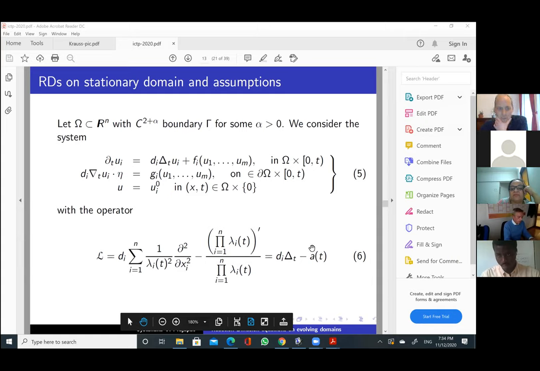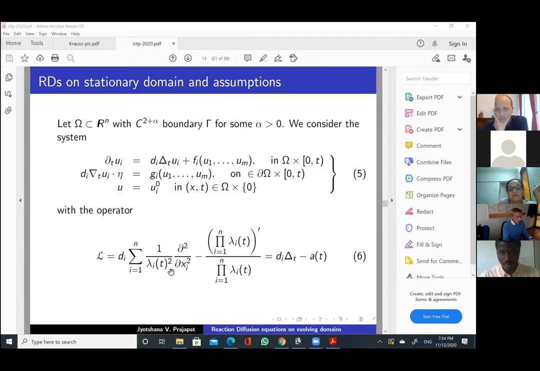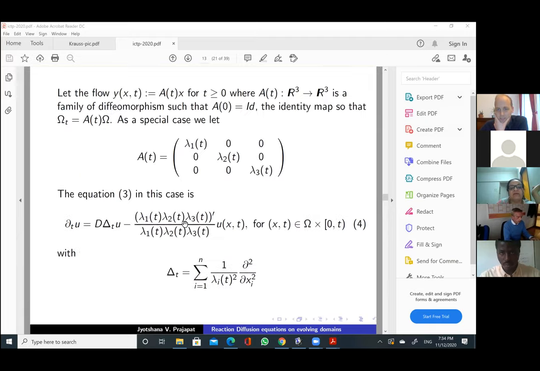We have a follow-up question from Claudio saying, but do you prescribe the evolution of omega t prior to finding the solution u or not? Yes, it is given by A(t,x). The flow is given by this. Omega t is A t times omega. So the flow is prescribed.